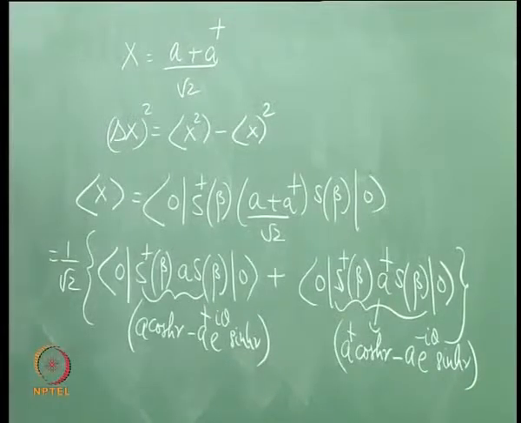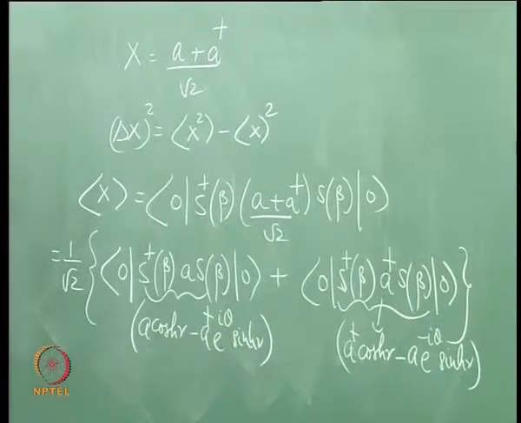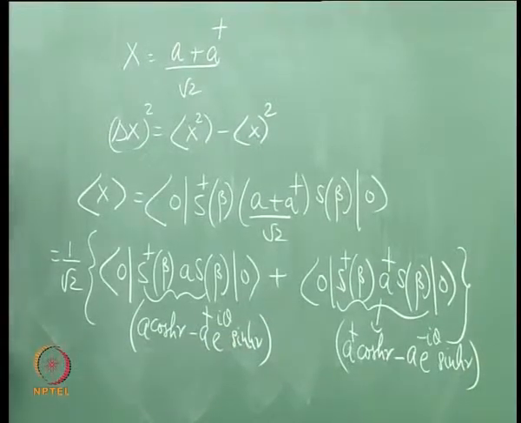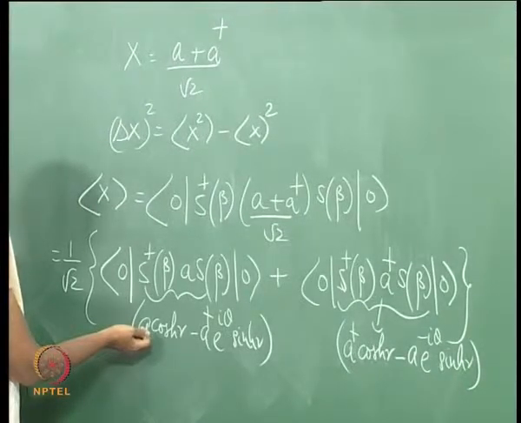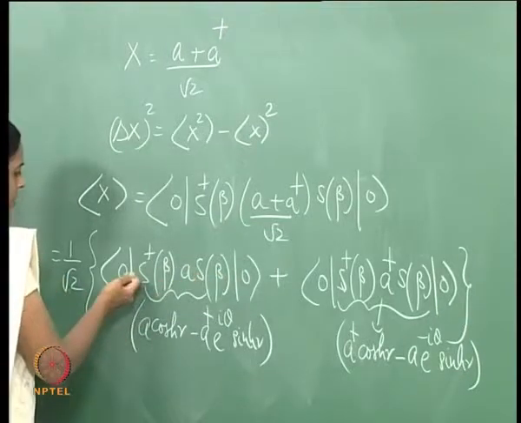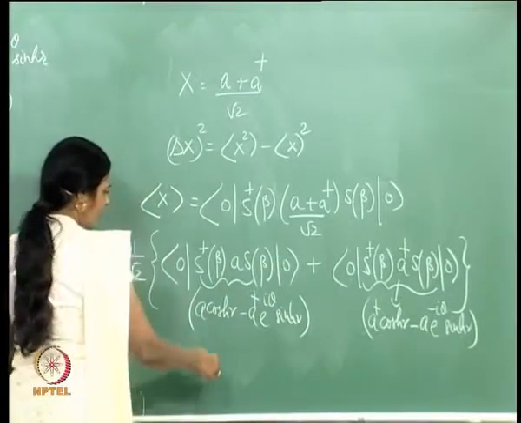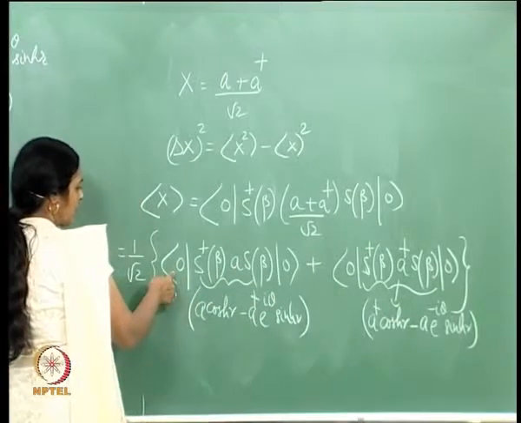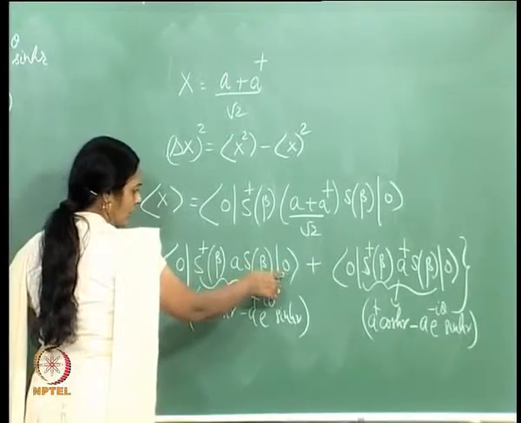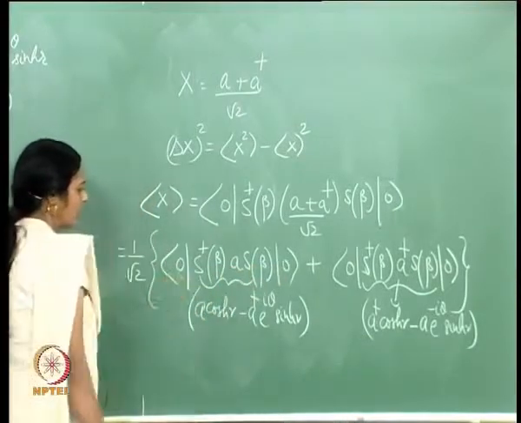What would this give us? These are numbers, cos h r, sin h r, e to the I theta are merely numbers. So, here I have the expectation value of A in the state ket 0, and that is 0 because A annihilates ket 0. Now, A dagger acts on ket 0 to give me ket 1, but bra 0 is orthogonal to ket 1, and therefore, the contribution from here is 0.